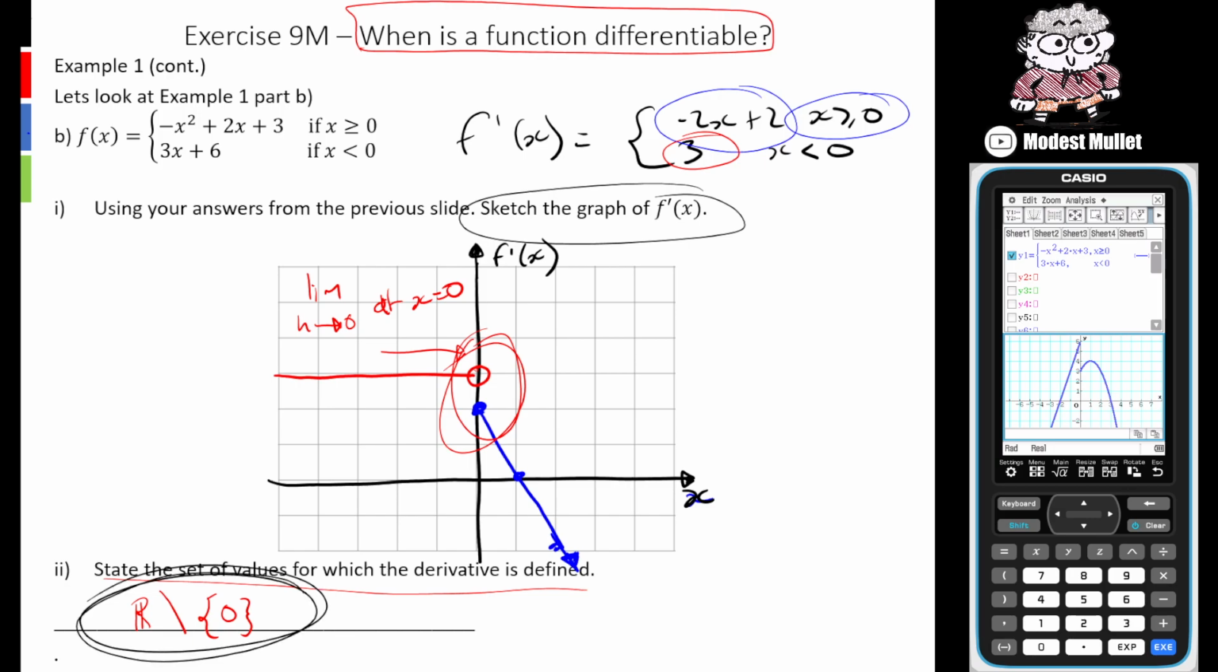So that's exercise 9M. So quick review of limits, definition of continuous, and then using that definition to check if a function is differentiable at all points. And you will need to use the definition of limits to state that it isn't.